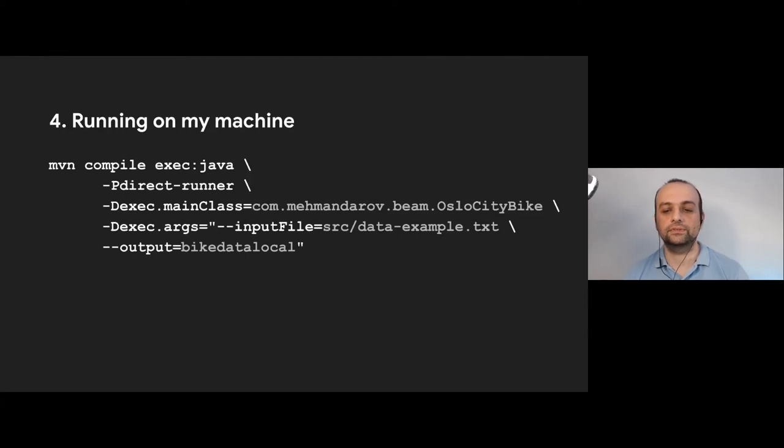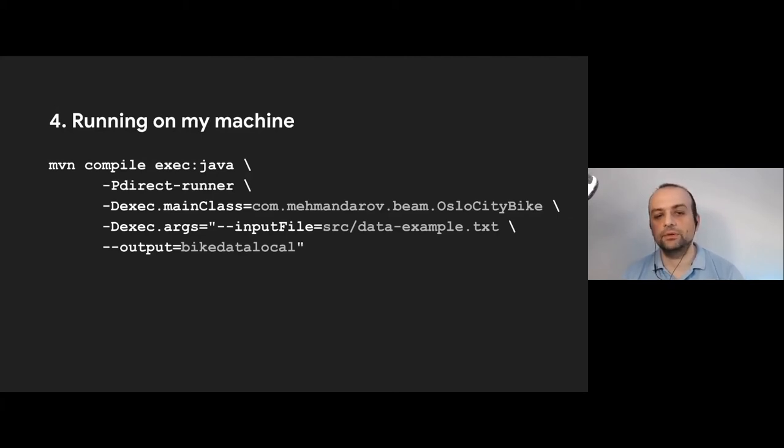So I could have said /data-*.txt, and then just pick all the ones that start with data dash, and things like that. So it's quite a cool thing. And then you provide an output folder where things have to be dumped or stored.